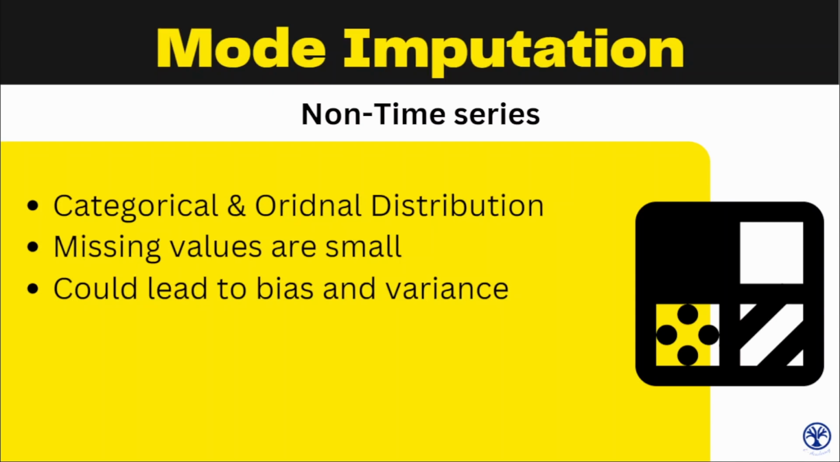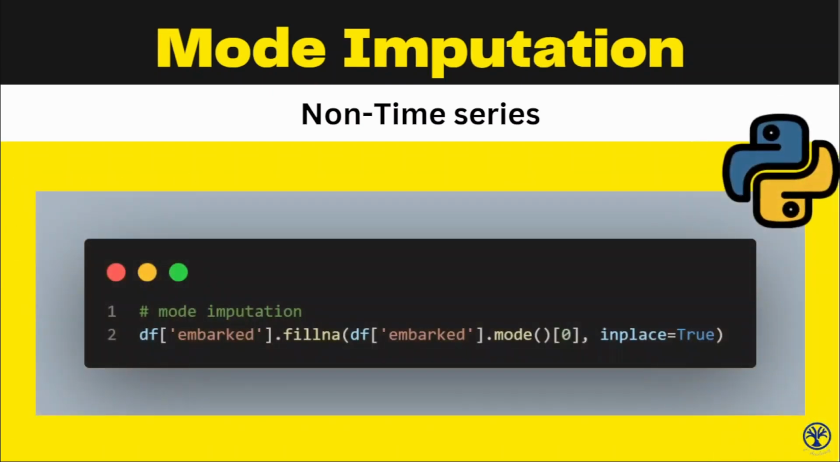So now if we have to see how we can impute with mode in Python, the same command we can use. For example, we have to impute Embarked with the mode. So we can use the mode command here just like we did for the mean and median. And here we have used a 0 because mode could be more than 1. So here we have seen the different approaches that we can impute non-time series data with.